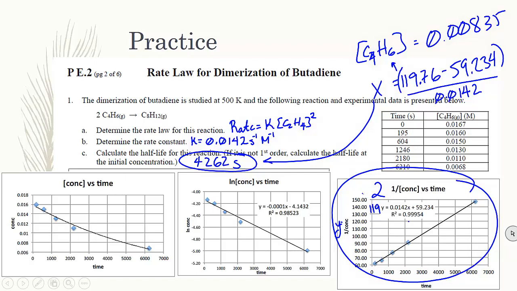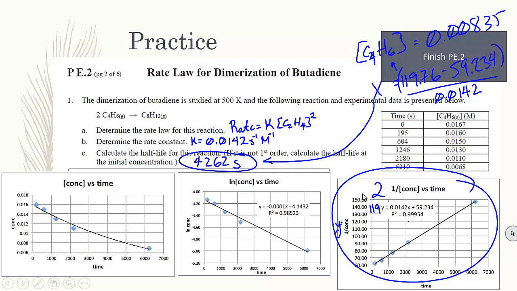Hopefully you were able to determine this answer on your own, in which case please finish all of practice E.2. It is a couple pages. There are multiple examples, and in each one I provide you the graph and the R value. So please finish page 15 and 16.